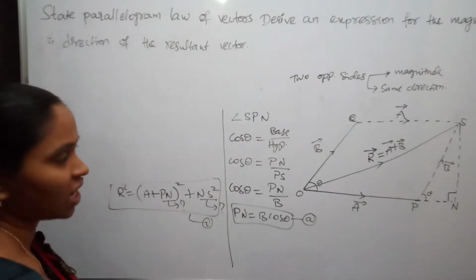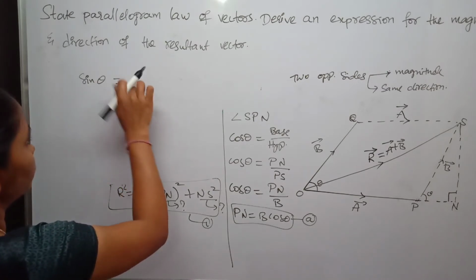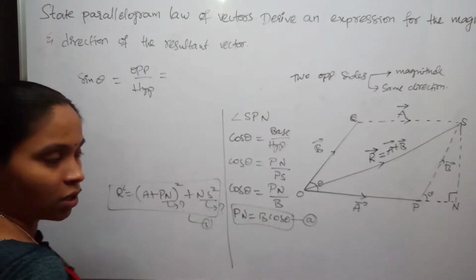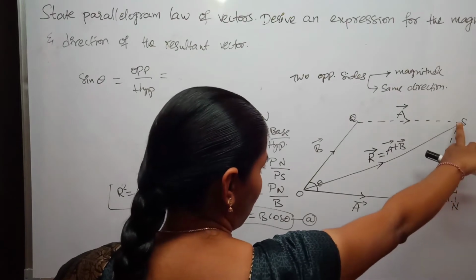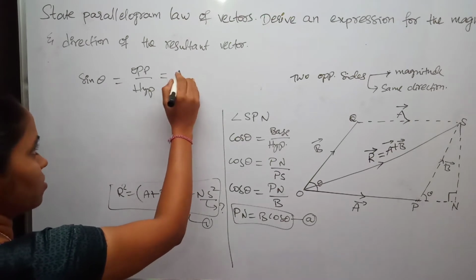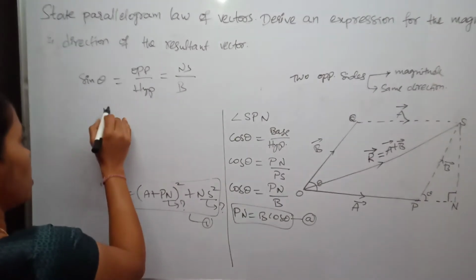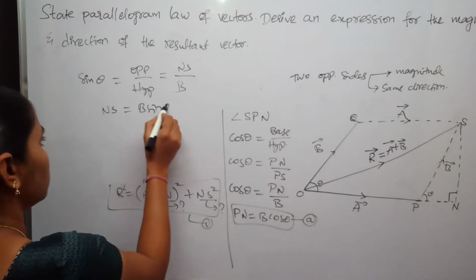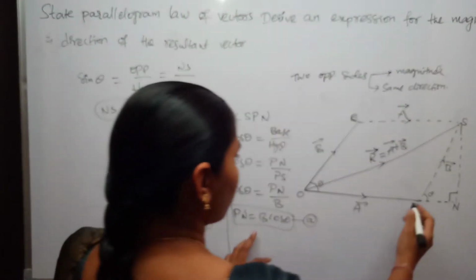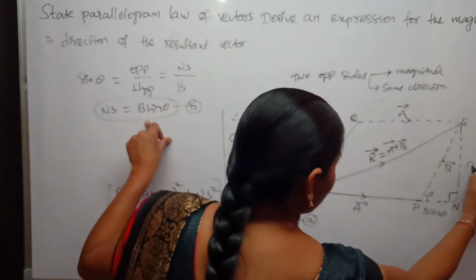And from the same triangle SPN, what is sin theta? Sin theta is opposite by hypotenuse. Okay, what do we have opposite to this angle? SN or NS by hypotenuse B. Therefore NS is equal to B sin theta. This is equation number B. Okay, we have PN value B cos theta and NS is B sin theta.